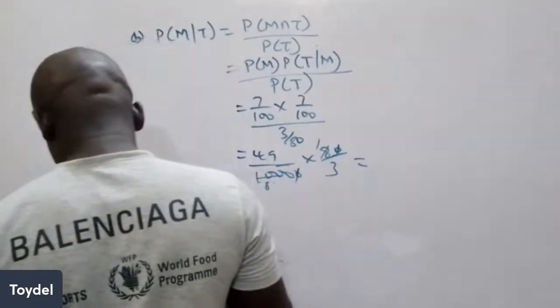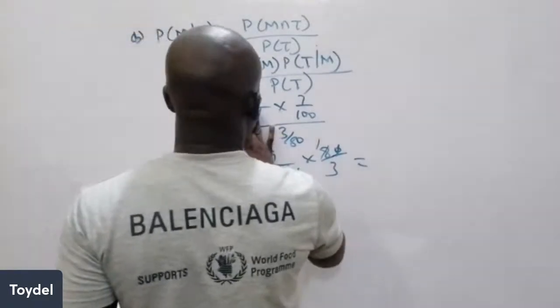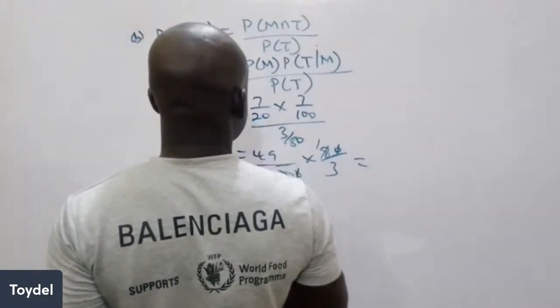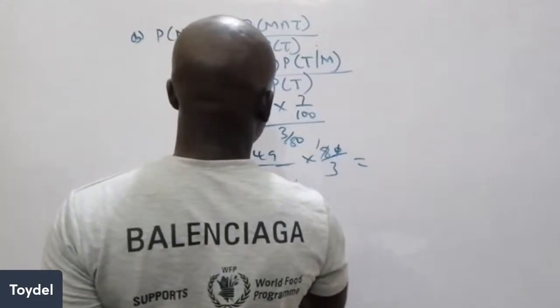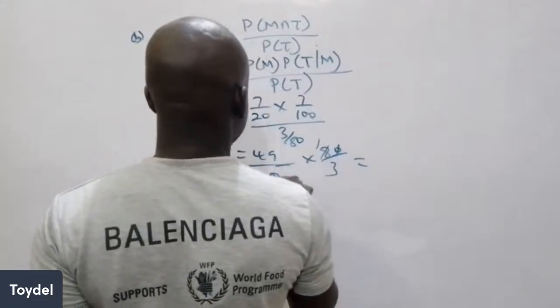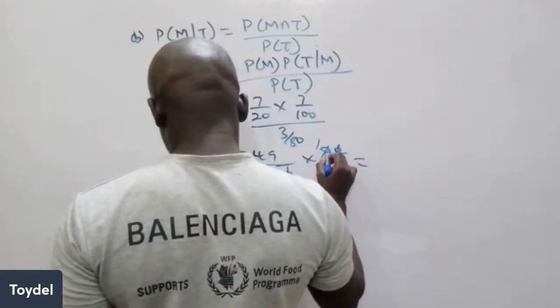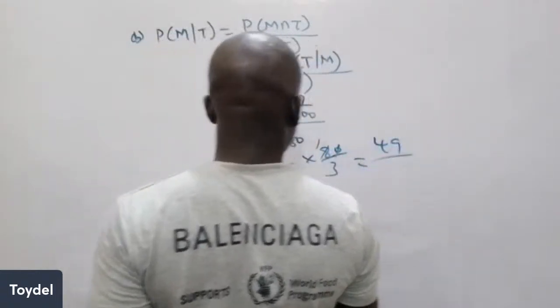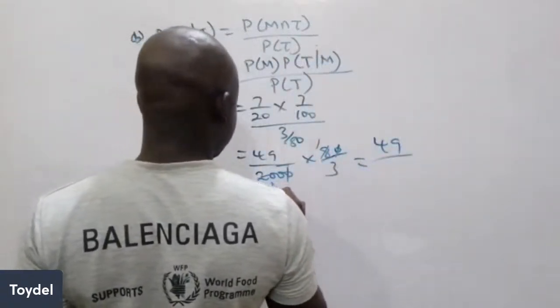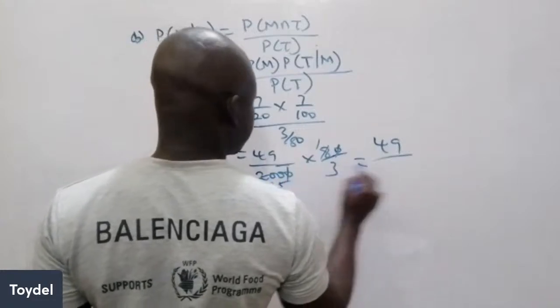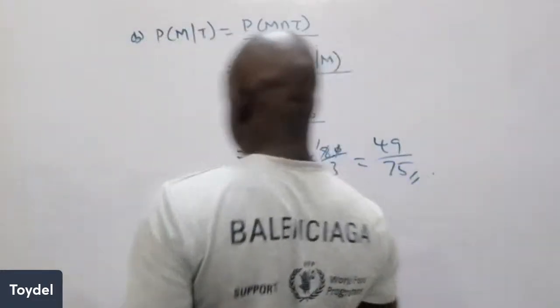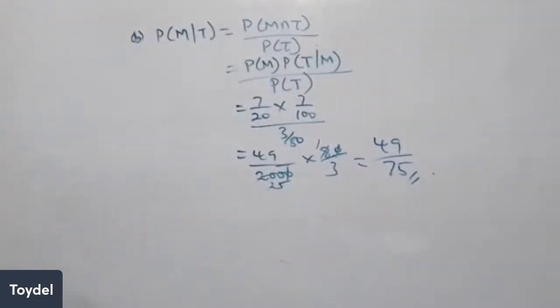This is 1000. No, this is 20. So here I'm going to have 2000. This will cancel this. At the end of the day, we are going to have 49 all over 8 here, 1. 8 here is 2. In 40, that's 25 over 75. And that's what we are going to get. If we do it correctly, that is what we are going to get.